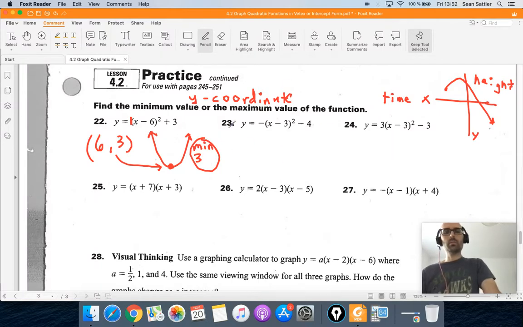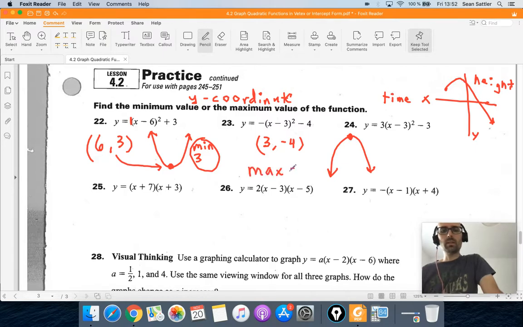I want to do number 23 with you also because this one opens down. This negative means the parabola is going to look like this, and so that means it's going to have a maximum value. So all we need to do is figure out the y coordinate of that vertex. And so the x coordinate is the opposite of this, so 3, and the y coordinate is -4. So that means that the maximum height of this is actually going to be -4.